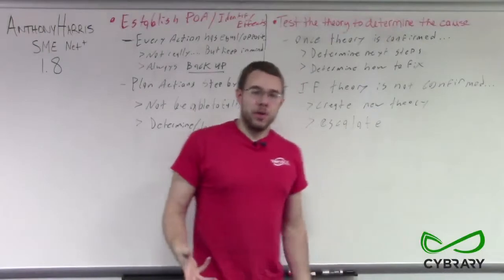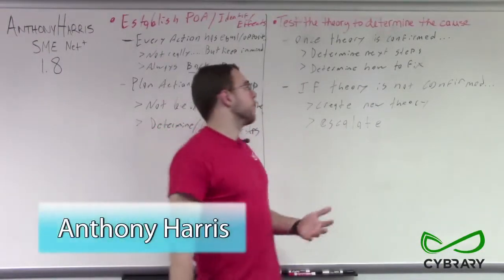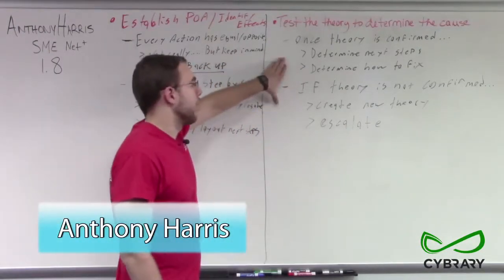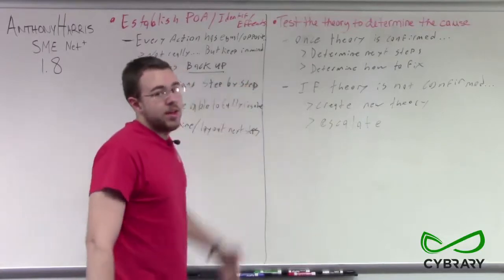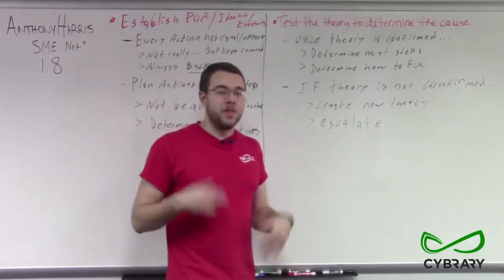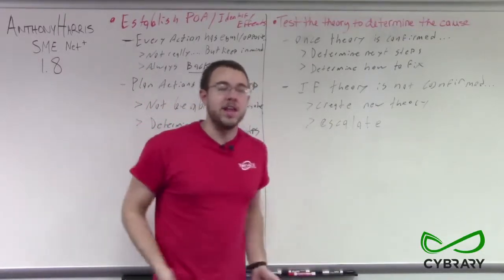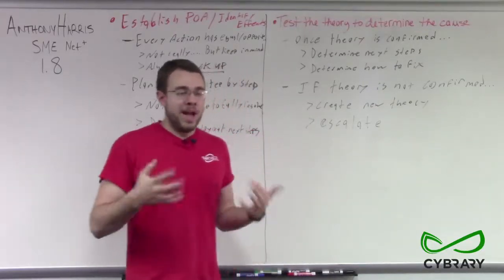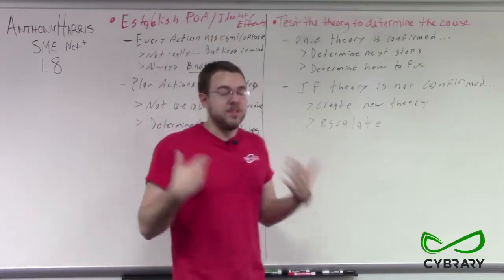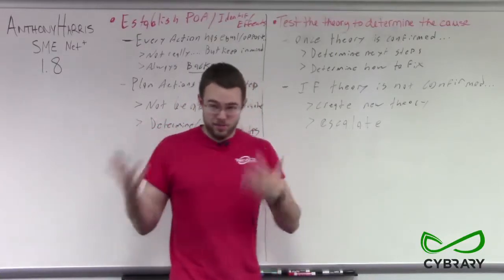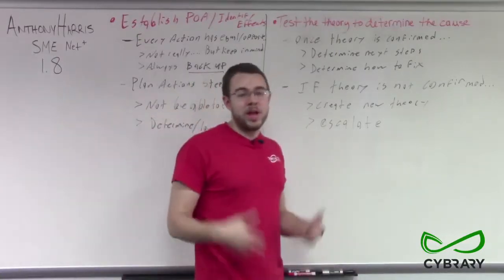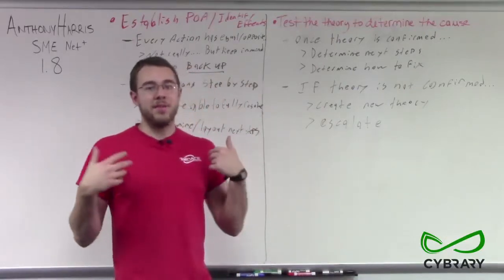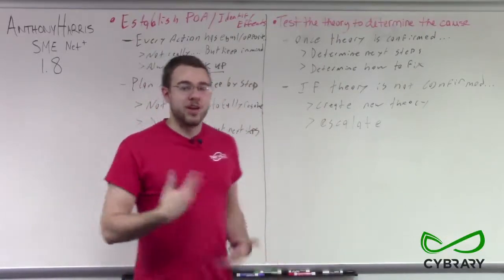After we have established our theory of probable cause, what's our next step? Well, our next step is going to be testing our theory to determine the cause. So if we have our theory, then we can't just go right into implementing our steps in order to resolve that problem. We actually need to do something in order to test and see if that theory is actually the case. So we go back into our case of our IP address setting.